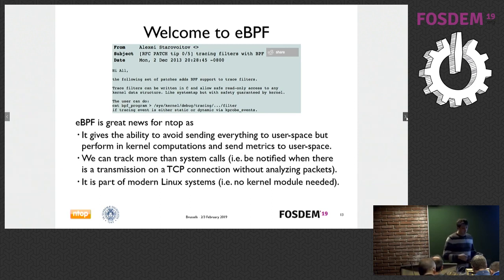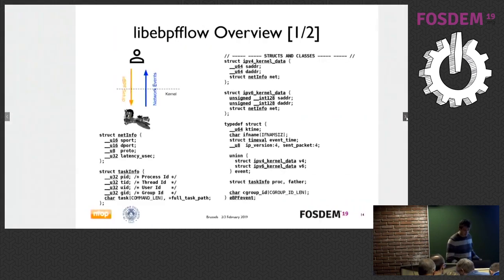Furthermore, because the code is executed inside the kernel, we can compute metrics and send to user space only the things that are needed, and avoid sending all the information we can collect. And both these features give us a great saving in terms of CPU usage. Furthermore, eBPF has another key feature: it doesn't need the installation of another kernel module, but becomes embedded in the modern Linux kernel versions. So this is a very great thing.